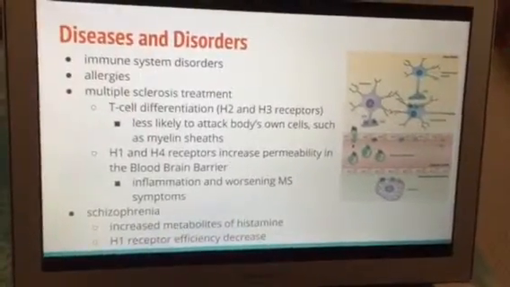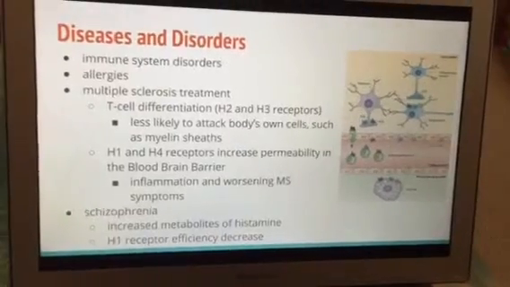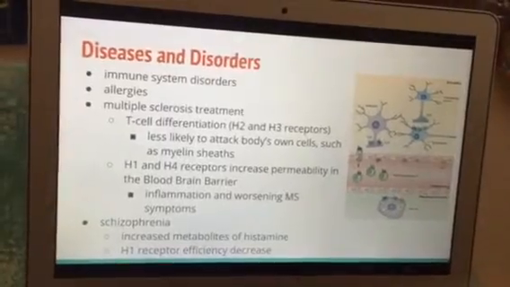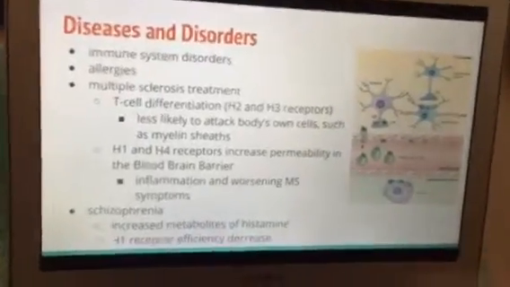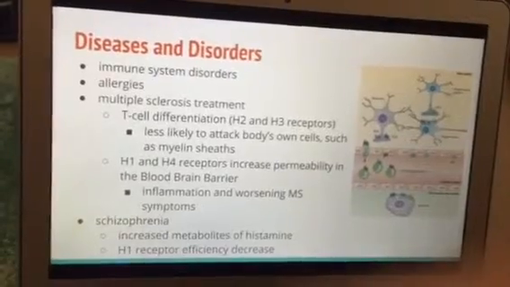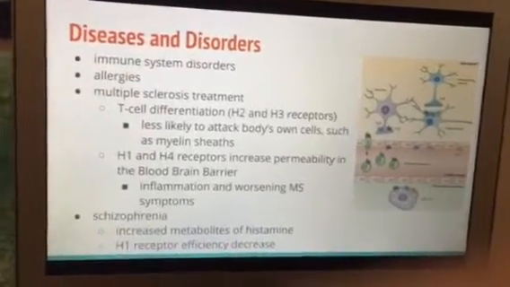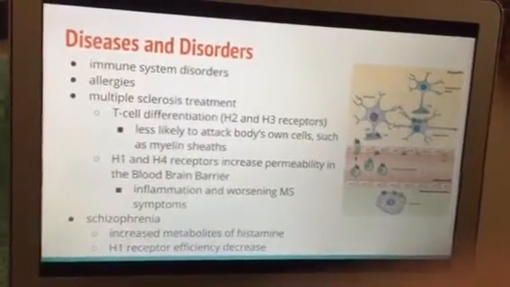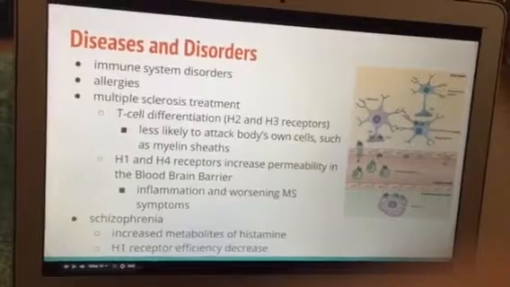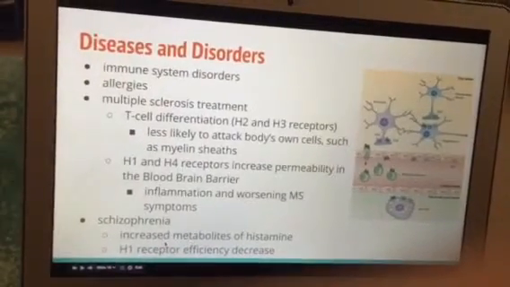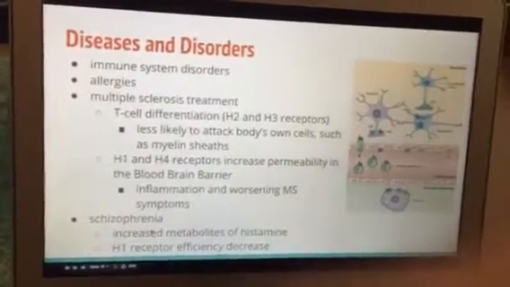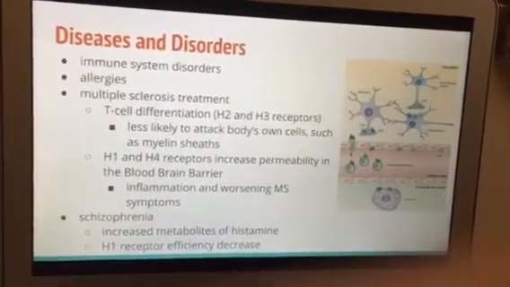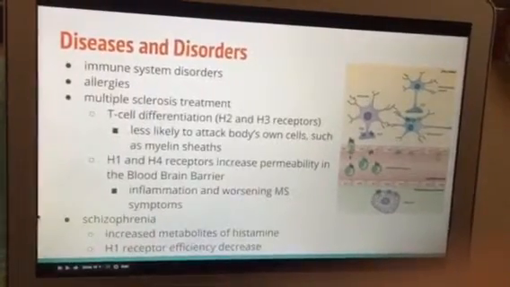Kind of the opposite is that H1 and H4 receptors increase permeability in the blood-brain barrier, which causes inflammation and worsening multiple sclerosis symptoms. So if that can be prevented, that might be a possible treatment for MS. Also, there is a correlation between levels of histamine in schizophrenic patients. There are increased metabolites of histamine in patients with schizophrenia. Something else that's found is that in schizophrenic patients, H1 receptor efficiency decreases. So there is a correlation there.